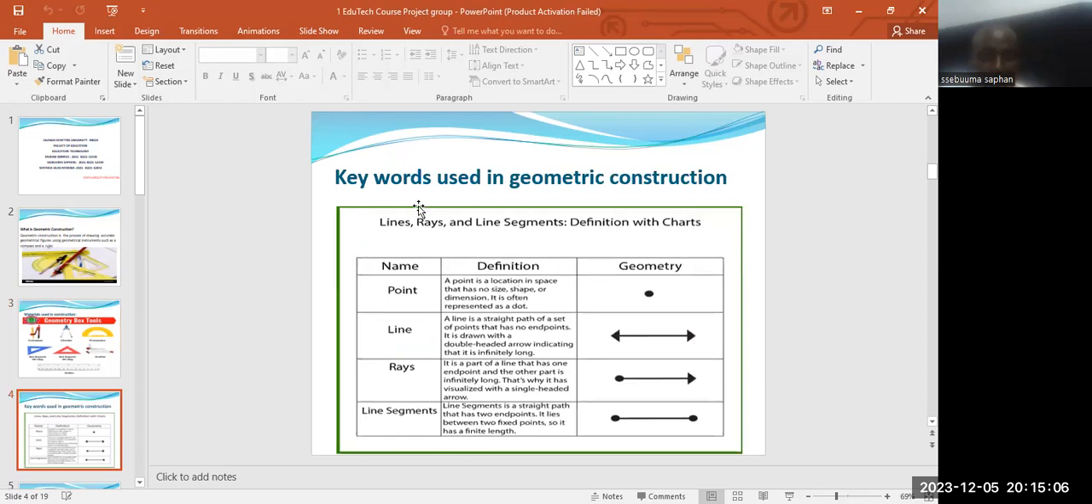In this topic of geometric construction skills, we have some keywords. Some of the keywords we have are lines, rays, and line segment, and they have been defined in our chart. As you can see, this is a chart. So in your free time, feel free to visit this chart, and you get to know more meanings of these keywords that we are going to use. These are the words and these are the symbols of the keywords. As you can see, you have a point, you have a line segment, you have rays here, you have line segment, as you can see.